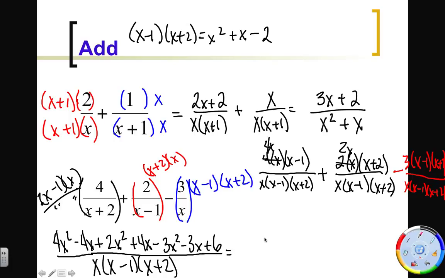Okay, technically we've done this before, so as long as you're following along, I'm all good. So we get 4x squared plus 2x squared, which is 6, minus 3 is a 3x squared. Minus 4x plus 4x, that goes away, and I get a minus 3x. And then my only constant is a plus 6, all over, remember, this is x squared plus x minus 2, so it's multiplied by an x there. So x cubed plus x squared minus 2x.